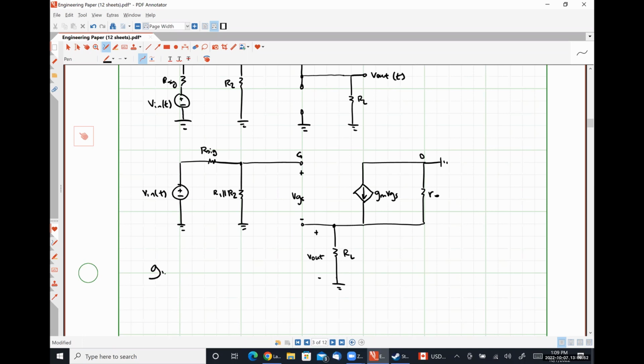As per usual, our transconductance gm is given by twice mu n Cox W over L times our drain current ID that we calculated from our DC biasing point. And our transistor resistance r naught, our channel length modulation resistance, is 1 over lambda ID. So now we'll get into our analysis here.